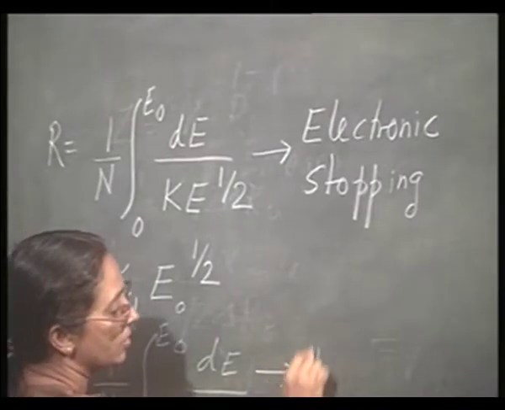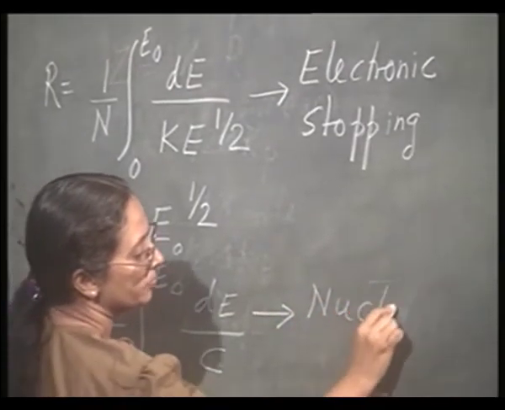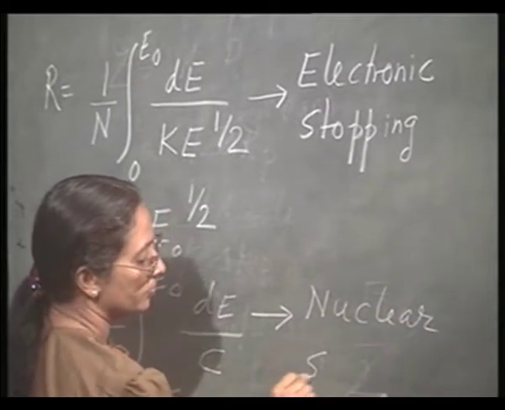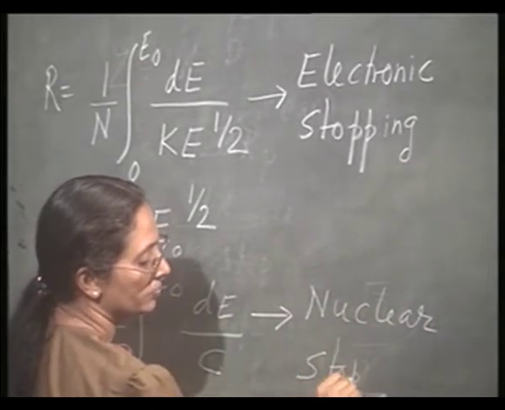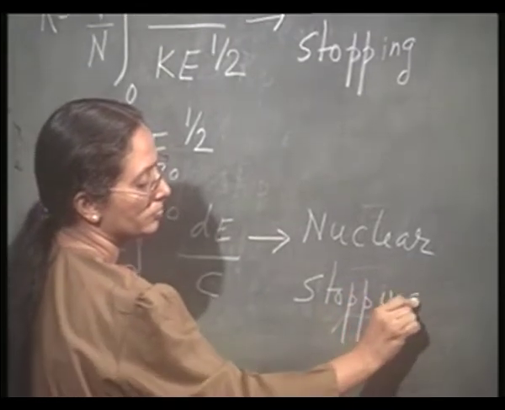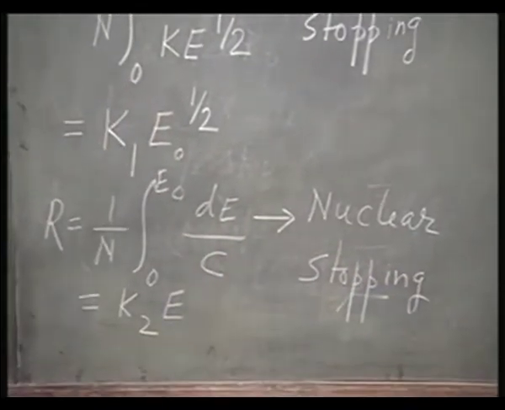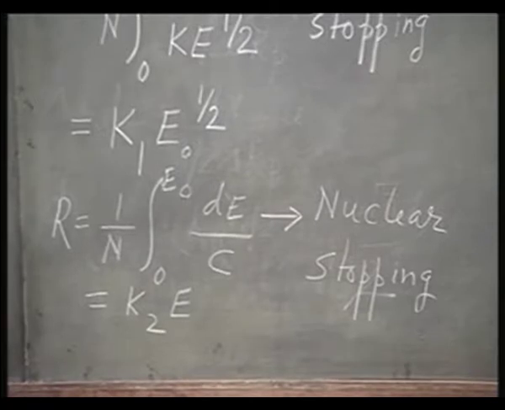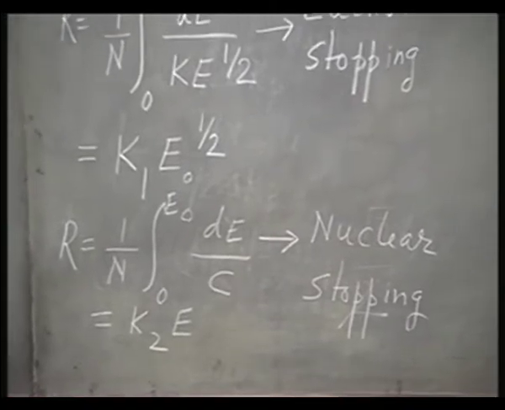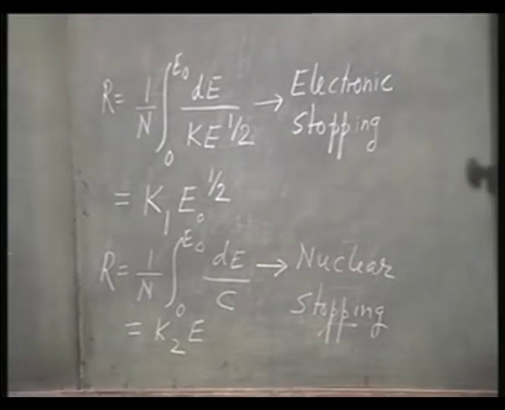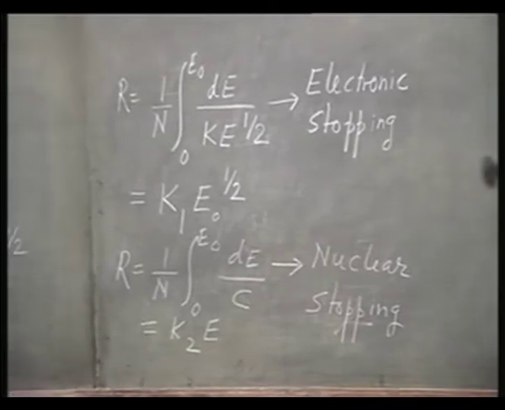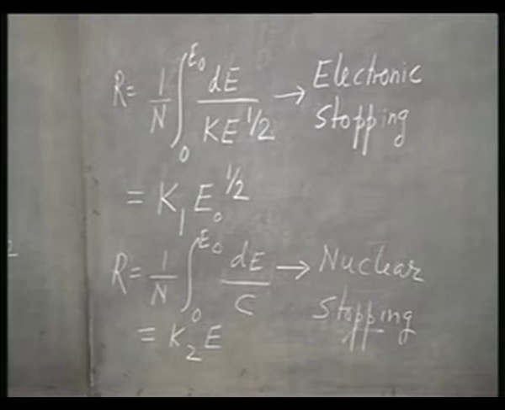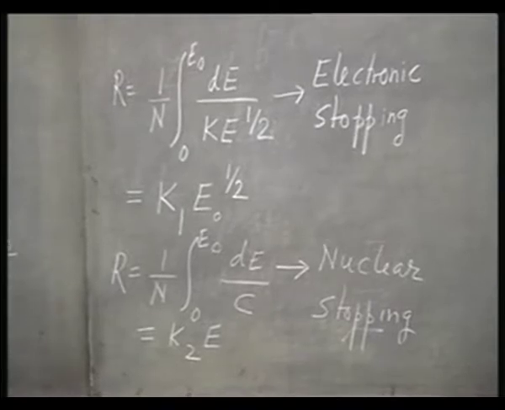And this is where nuclear stopping dominates. So, in both cases you see R is some function of energy, it is either proportional to the square root of energy or it is proportional to energy, showing that as the energy is increased, the ion moves deeper into the semiconductor, as of course intuitively we guessed.